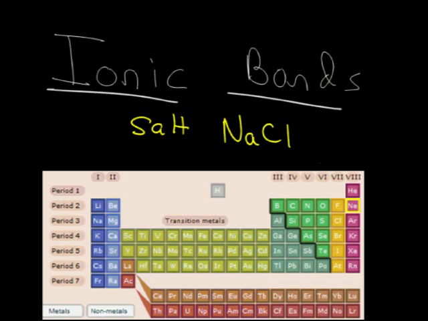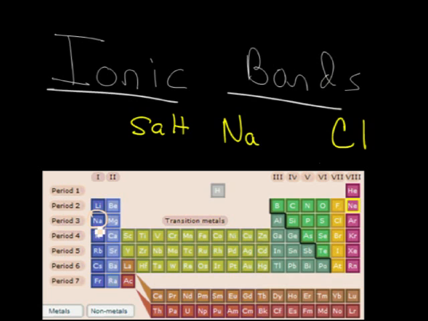One of the easiest ionic bonds to recognize is the formation of salt. The chemical formula for salt is NaCl. To look at this further, we're going to look at the electron dot diagrams of sodium and chlorine. Note that sodium is found on the periodic table in group 1, the alkaline metals, in period 3.